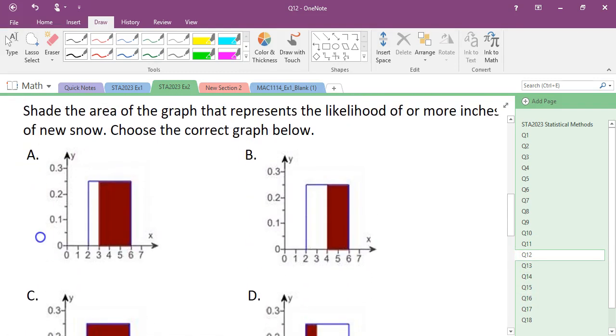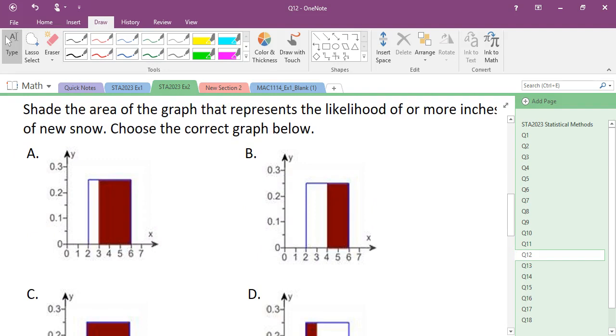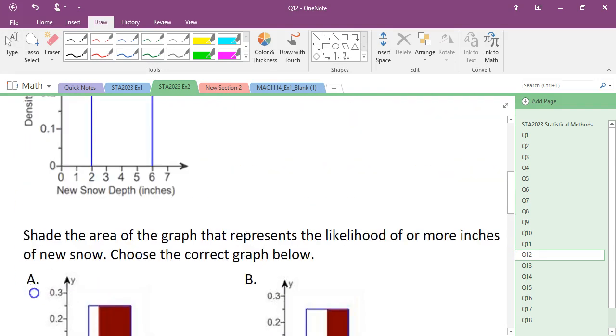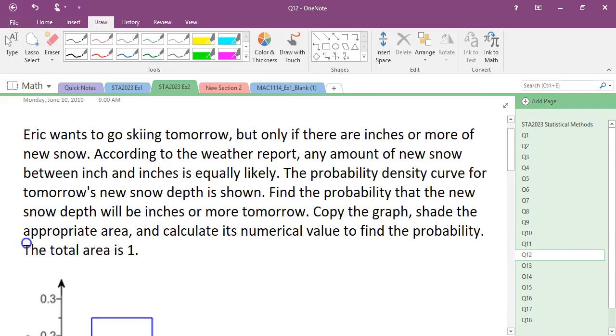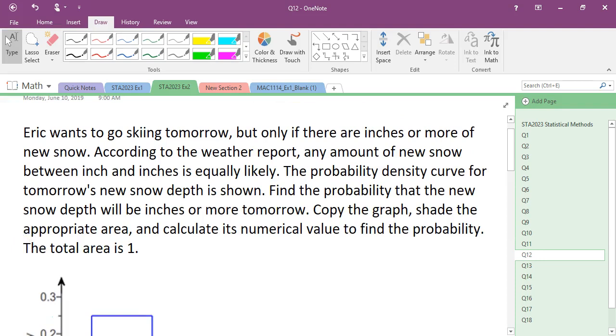So here, they talk about Eric that wants to go skiing, and he's only going to go if there are inches or more of new snow. And according to the weather report, any amount of new snow between inch and inches, looks like all my numbers are missing. So let's fill in some numbers here.